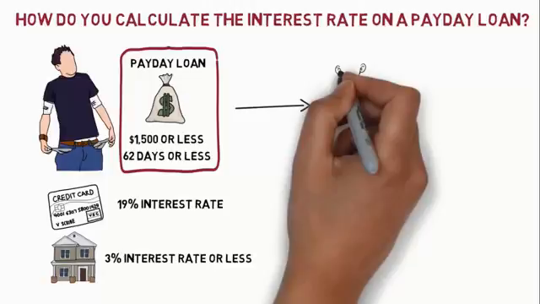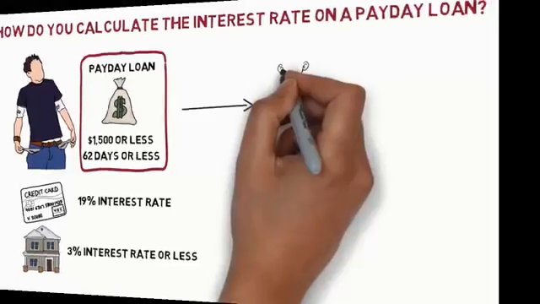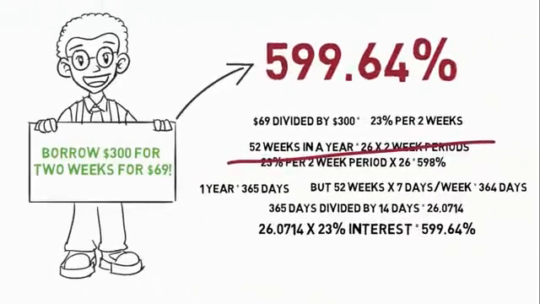Instead of telling you the rate first, they tell you the dollar amount of borrowing. For example, it's common to see ads that will say, borrow $300 for 2 weeks for $69. What you might not realize is that a cost of borrowing $300 for 2 weeks for $69 is the equivalent of a 599.64% interest rate. Here's how to figure that rate out.